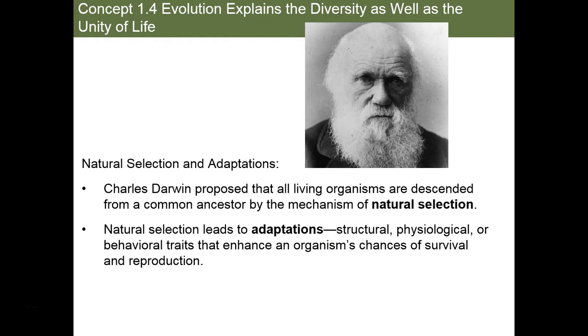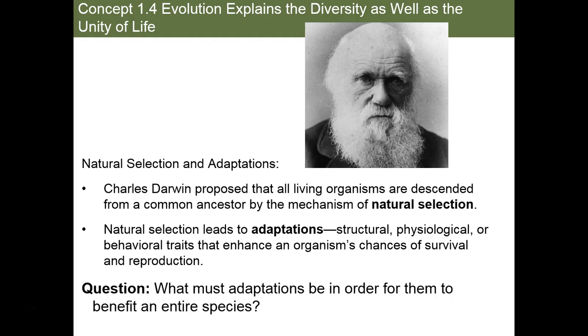Next, we will talk about how evolution occurs through natural selection and adaptations. Charles Darwin proposed that all living organisms are descended from a common ancestor by the mechanism of natural selection. Natural selection leads to adaptations. These adaptations can be structural, physiological, or behavioral traits that enhance an organism's chance of survival and reproduction.